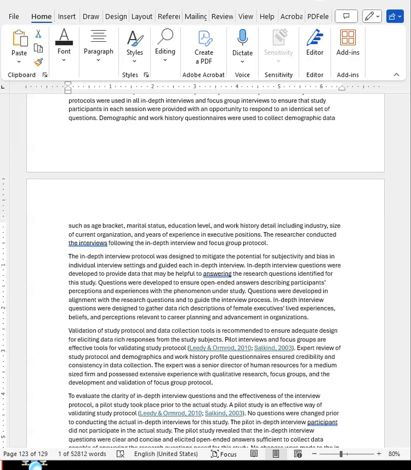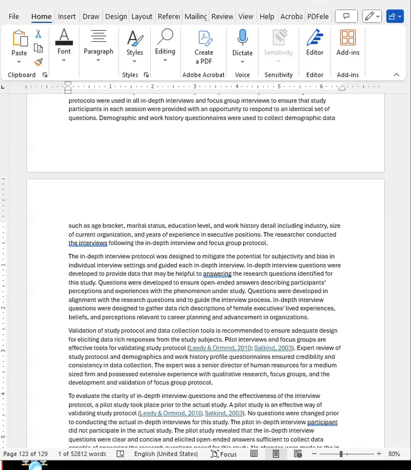Questions were developed in alignment with the research questions and to guide the interview process. In-depth interview questions were designed to gather data-rich descriptions of female executives' lived experiences, beliefs, and perceptions relevant to career planning and advancement in organizations. Validation of study protocol and data collection tools is recommended to ensure adequate design for eliciting data-rich responses from the study subjects. Pilot interviews and focus groups are effective tools for validating study protocol. Leedy and Ormrod, 2010, Sudman, 2003.